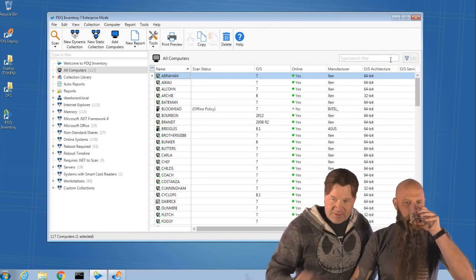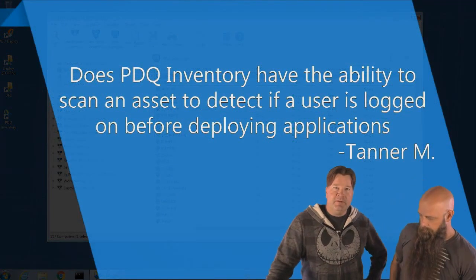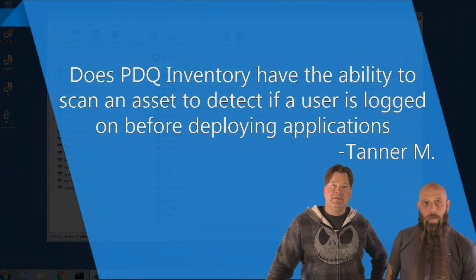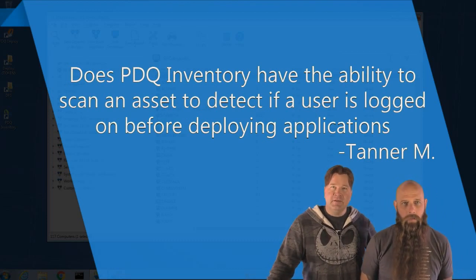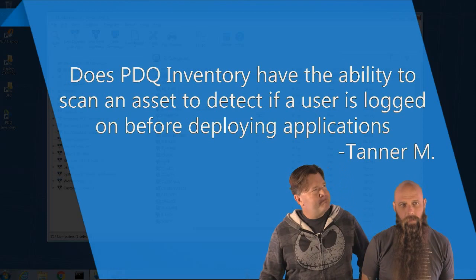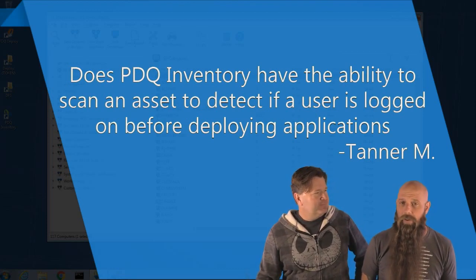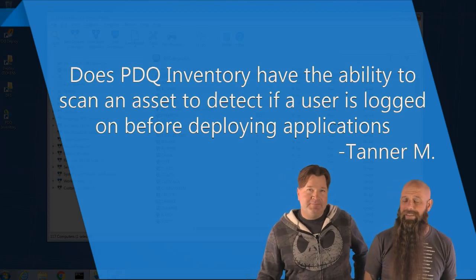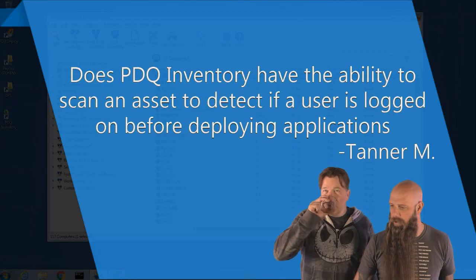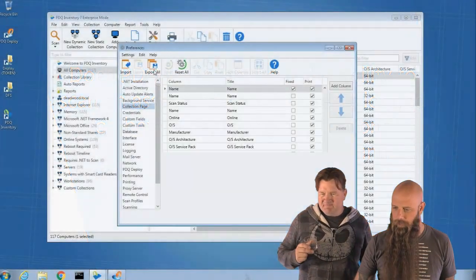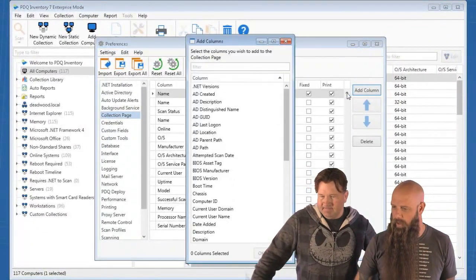So what was that? We got another question, JJ? Okay. Does PDQ Inventory have the ability to scan an asset to detect if a user is logged on before deploying applications? Okay, the technical answer is no, but you don't need that because that's a native feature within Deploy. So those of you notice, I'm going to change this real quick. This is View. To show in the collection window, I want to show the current user.